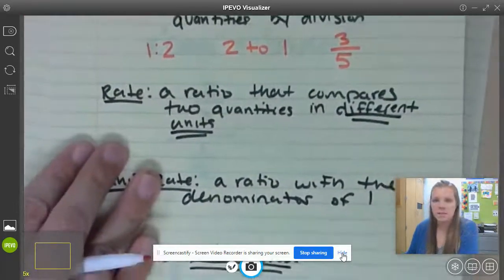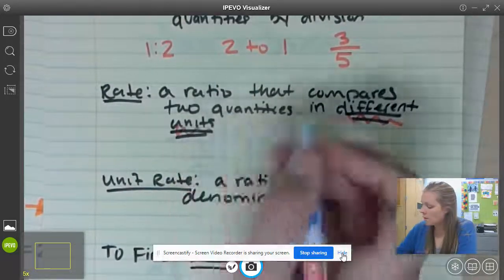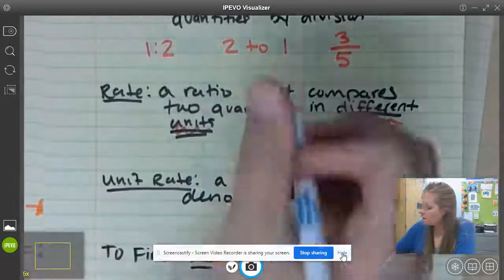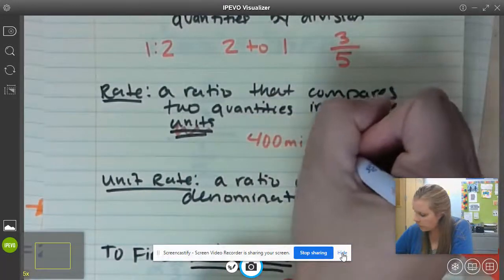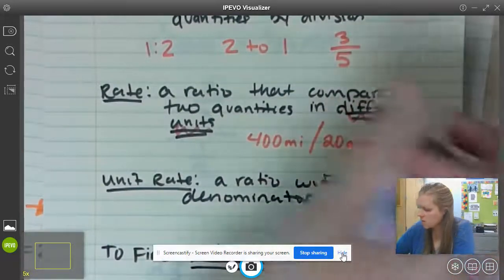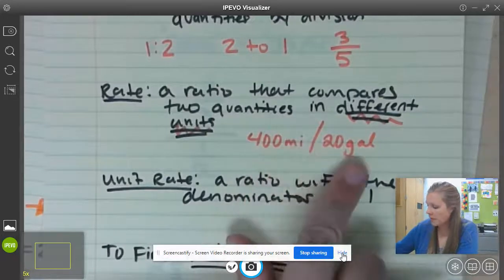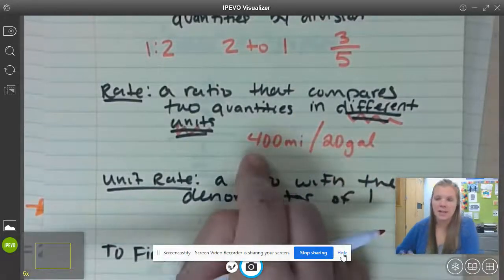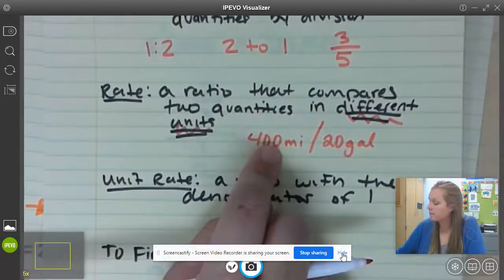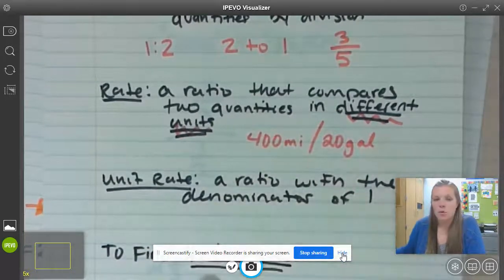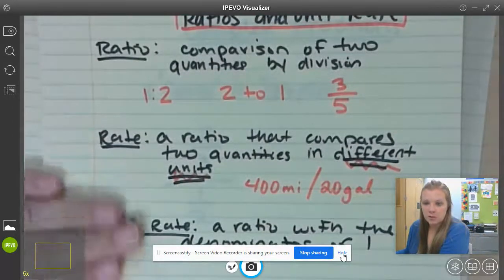A rate is comparing 2 things with different units. So if I can drive 400 miles with 20 gallons of gas, that's a rate. 400 miles and 20 gallons. Those units are different. The gallons is capacity and the miles is distance. And then there's a more specific kind of rate. So a rate is a kind of ratio with special different units.